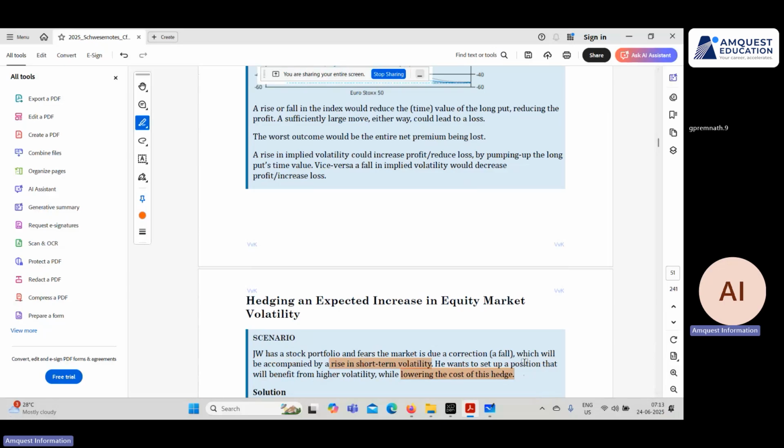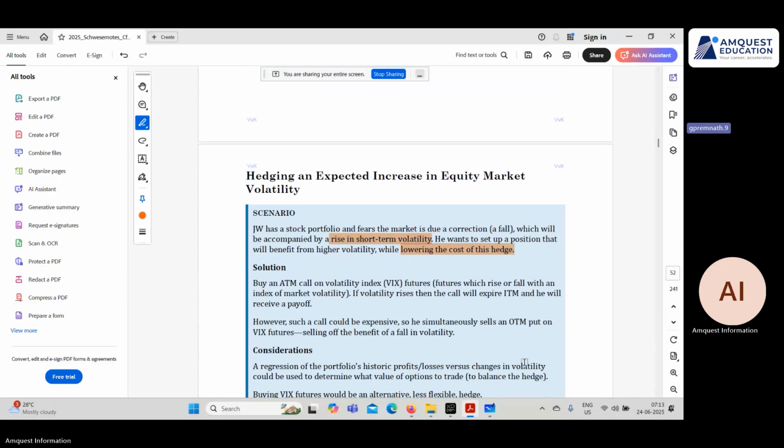Now, when it comes to lowering the cost, you can obviously sell something wherever you think the market would not go. Maybe an OTM call, maybe an OTM put, or if in the long run the volatility reduces, then you can short the VIX. So wherever it goes, you can change the direction. But I'm saying when it comes to volatility, something you can think about is a long VIX. Make sense? Makes sense.